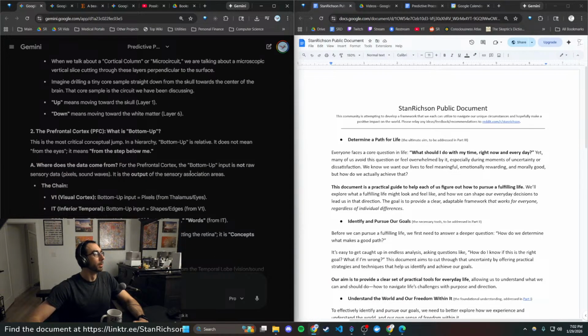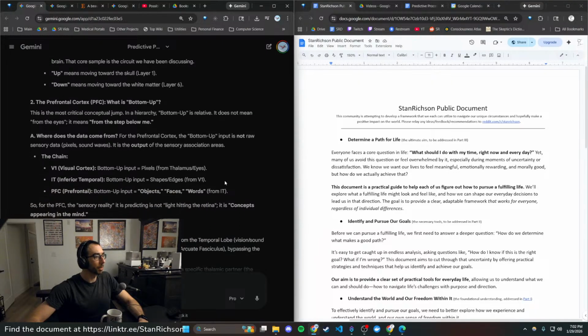Great. The prefrontal cortex, what is bottom up? This is the most critical conceptual jump. In a hierarchy, bottom up is relative, but it does not mean from the eyes. It means from the step below me. Where does the data come from? For the pure prefrontal cortex, the bottom-up input is not raw sensory data, like pixels or sound waves. It is the output of the sensory association areas.